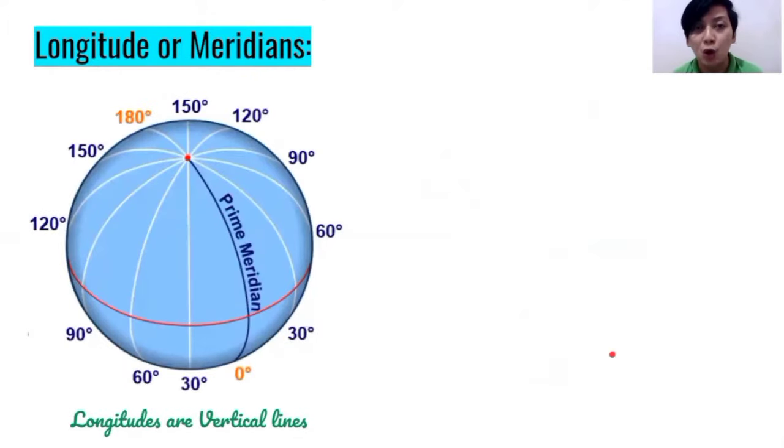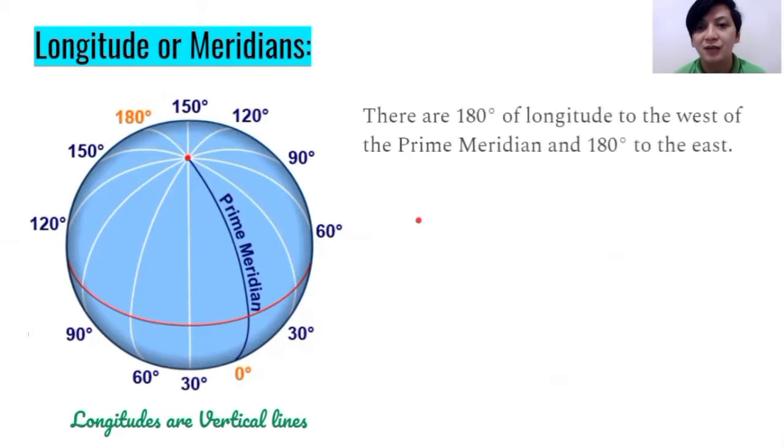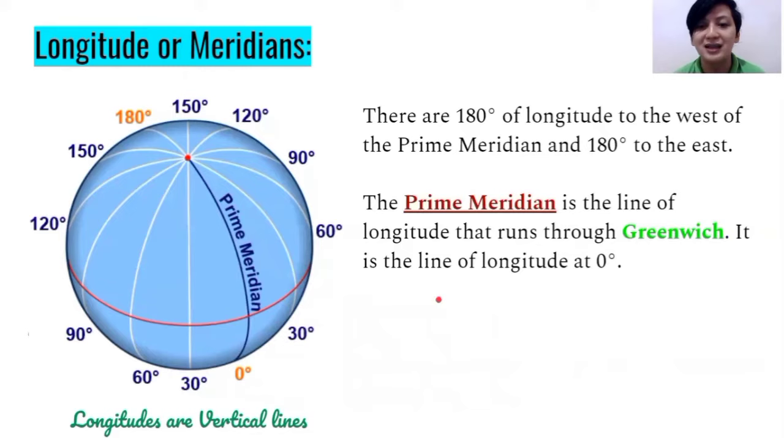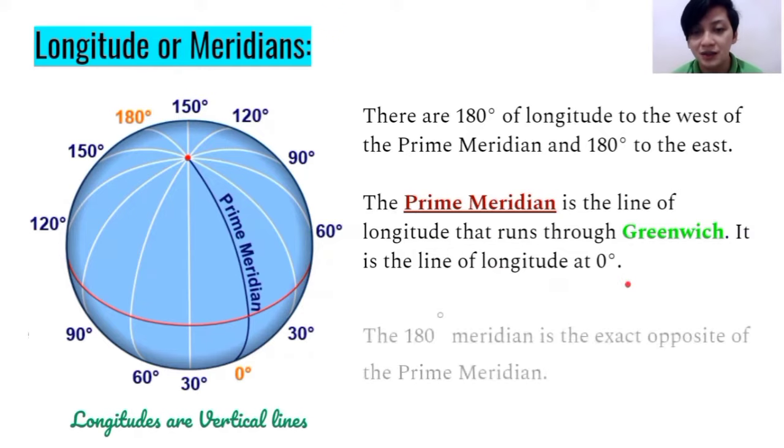And as we go on to longitude or meridians, there are 180 degrees of longitude to the west of the prime meridian and 180 to the east of the globe. So as you can see here, we have 180 and another 180. Okay. And then the prime meridian is the line of longitude that runs through Greenwich. It is the line of longitude at 0 degrees.